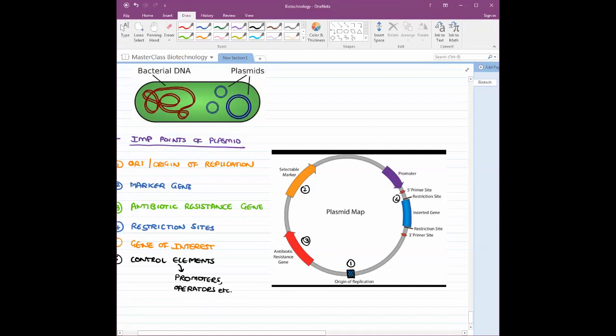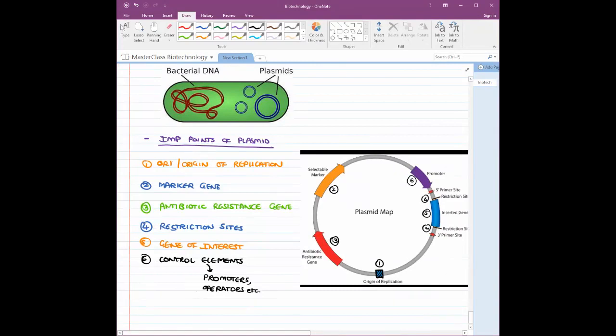So this is the first one, the marker gene. This is the second one that we have set over here, antibiotic resistance gene. Third, restriction sites. Then gene of interest, this is 4. And control elements, that is promoter, this is 5. So this is how it is going to be.